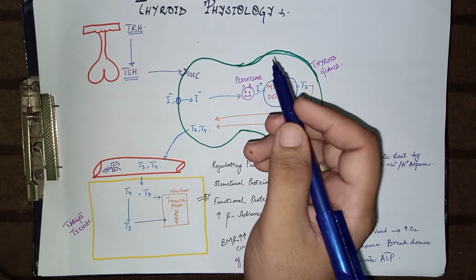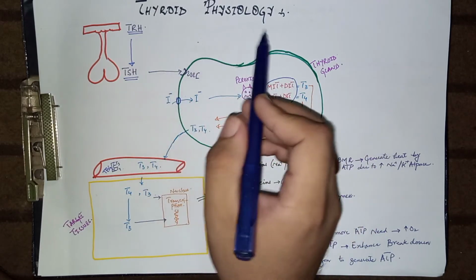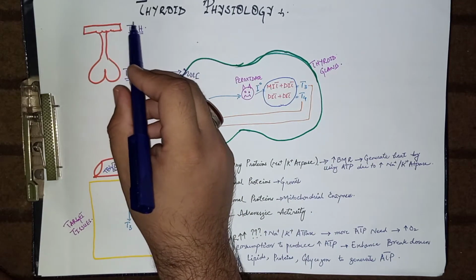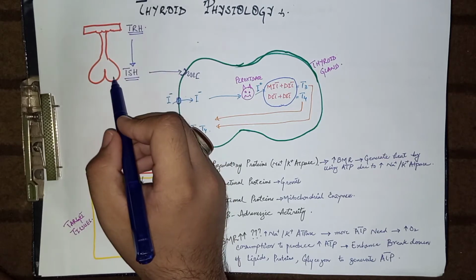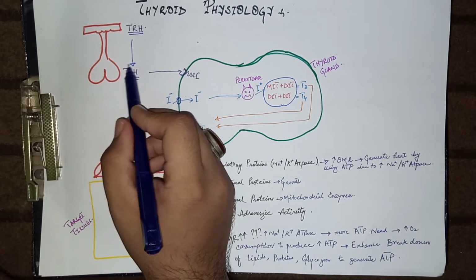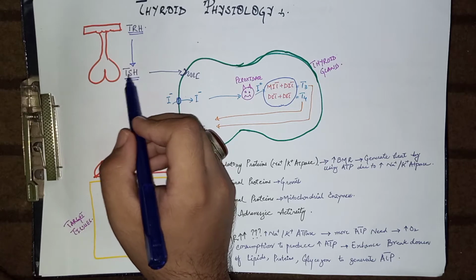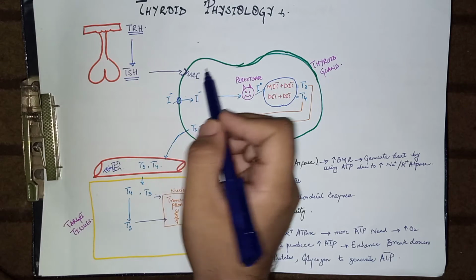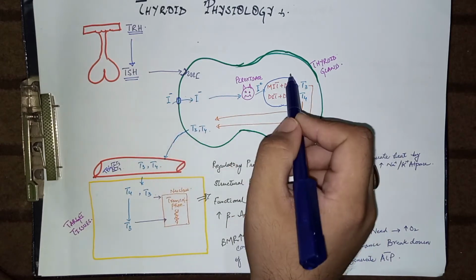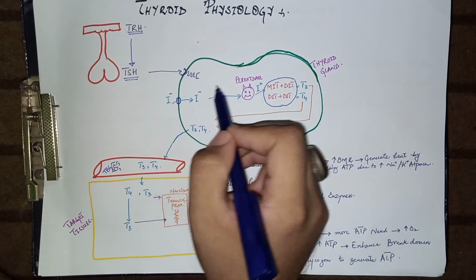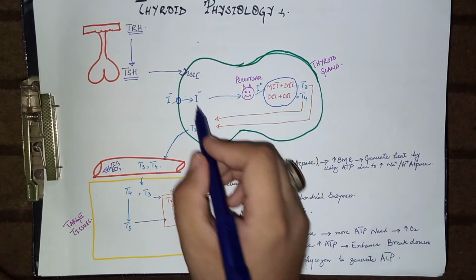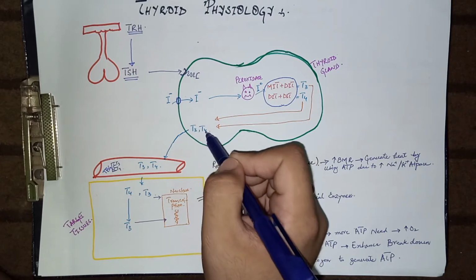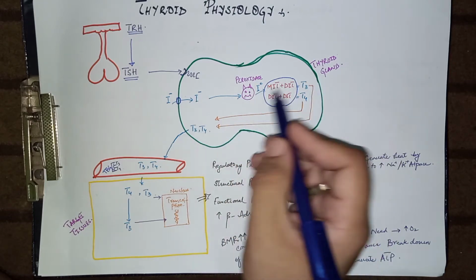Before starting hyperthyroidism, I would like to discuss a little bit of the physiology of the thyroid gland. So TRH is released from the hypothalamus. This thyrotropin releasing hormone acts on the anterior pituitary gland, from where TSH, that is thyroid stimulating hormone, is secreted. This TSH acts on the follicular cells of the thyroid gland. It enhances the vascularity of the thyroid gland and the proliferation of follicular cells, as well as increases the production of T3 and T4, that is triiodothyronine and thyroxine, which is T4.